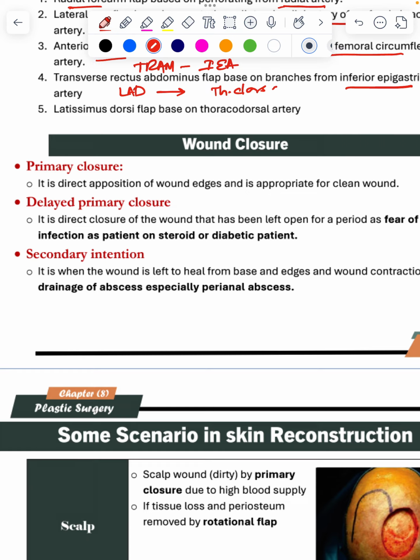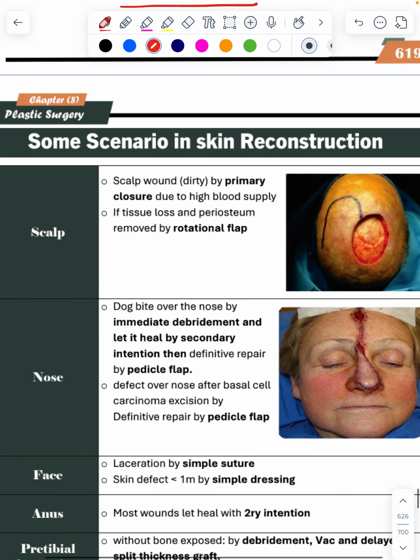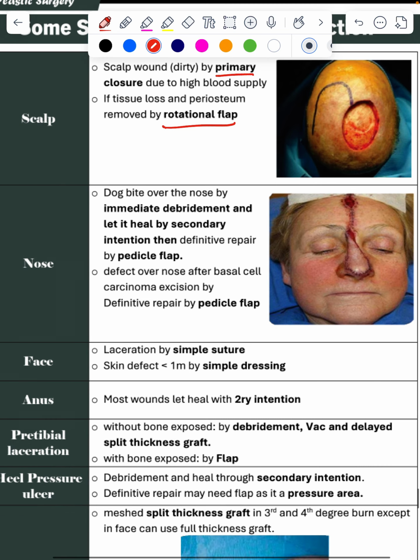Wound closure. Primary is direct apposition of the wound, in a clean wound. Delayed primary is done when the wound is left open for fear of infection. Second intention, by wound contraction: drainage of abscess, perineal abscess is by second intention. Skin reconstruction, scalp: you can get closure due to high blood supply. Primary can be done and rotation flaps can be done. Nose, definitely this has to be done. Immediate debridement, let it heal by second intention, then definitive repair by pedicle graft. Defect over the nose after basal cell carcinoma: immediate debridement, let it heal by second intention, and then a pedicle graft.